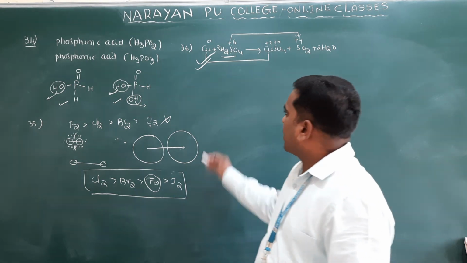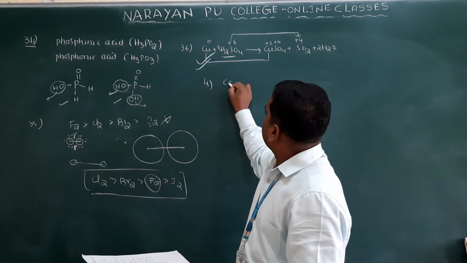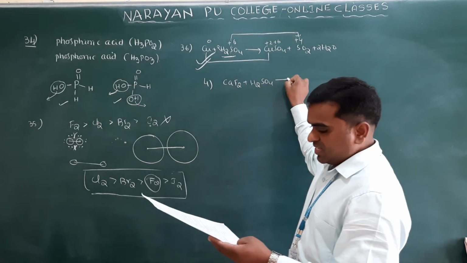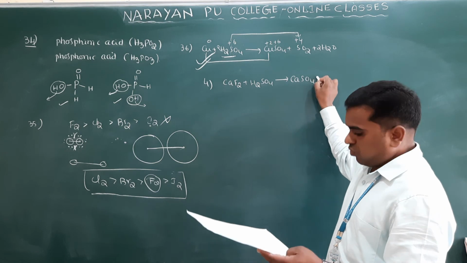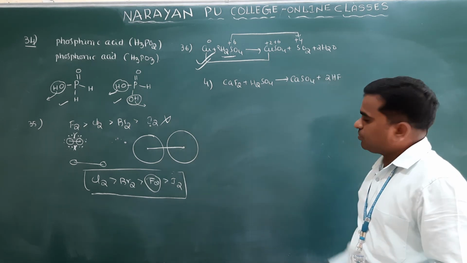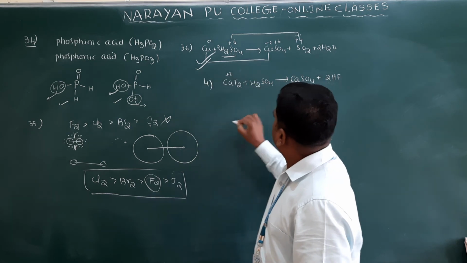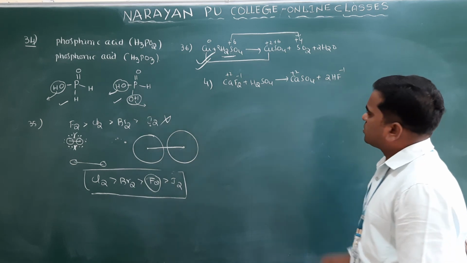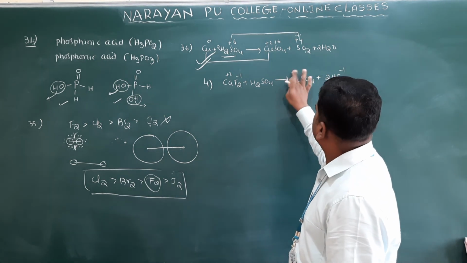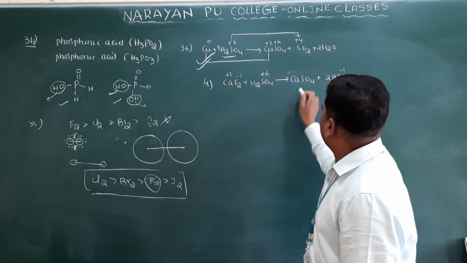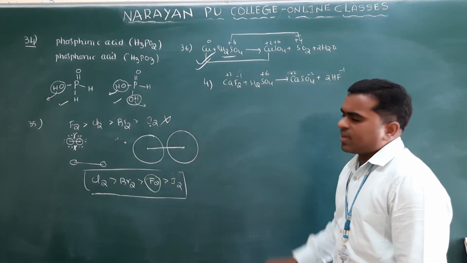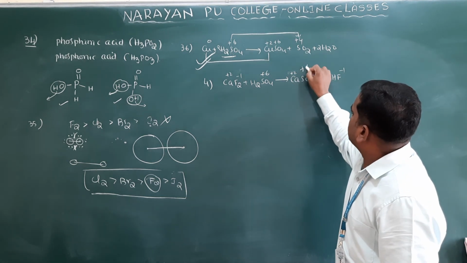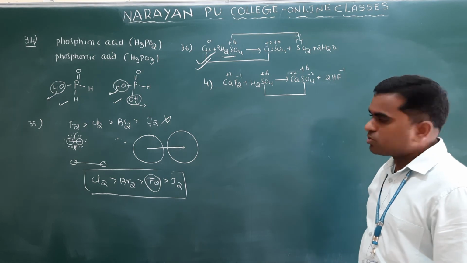But see option 4. Option 4, if you see, calcium fluoride treated with H2SO4 is giving rise to CaSO4 plus what? 2HF. Calcium oxidation state is plus 2, here also plus 2. Clear? And you know fluorine is minus 1, here also fluorine minus 1. Sulfur, what is the oxidation state? Plus 6. And here minus 2. And calcium is plus 2. Minus 8 plus 2 minus 6, which is what? Plus 6. And here also plus 6, and here also plus 6.